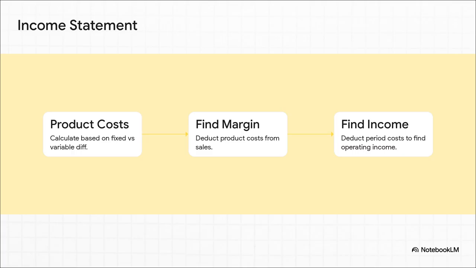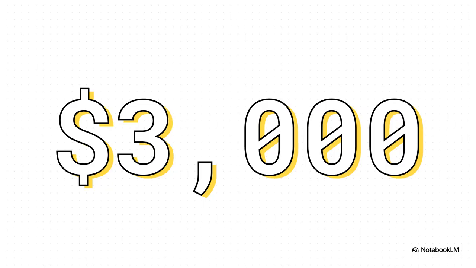And Step 3. Deduct your period costs to land on your operating income. To really cement this, let's look at a practical example directly from our source material. I want to draw your attention to this single number, $3,000. In our text's example, a firm has $3,000 of fixed overhead during its first month. Let's see how this one number dramatically alters the entire financial picture depending on the method.